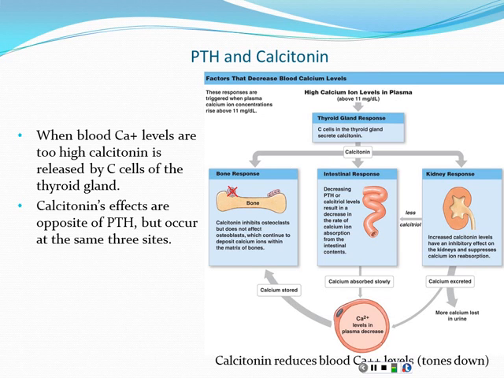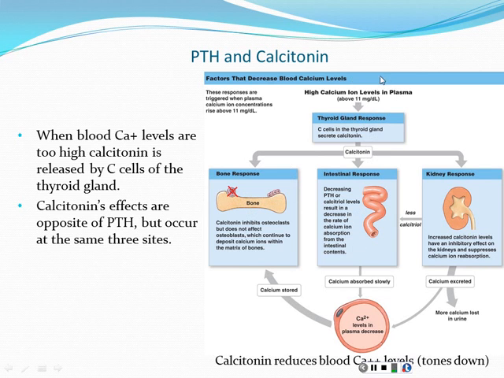So effectively, bone is stimulated to capture the calcium as bone, which would lower the amount of calcium that's out there in the blood, in the plasma. So inhibition of osteoclasts, stimulation of osteoblasts. In the intestine, calcitonin works to reduce absorption.